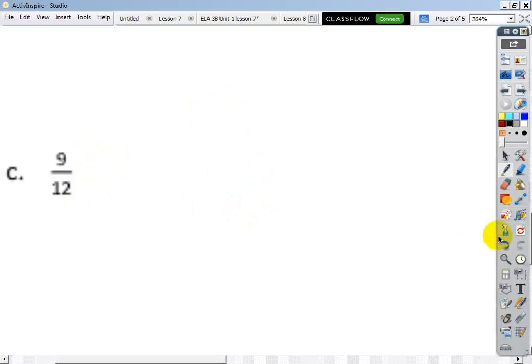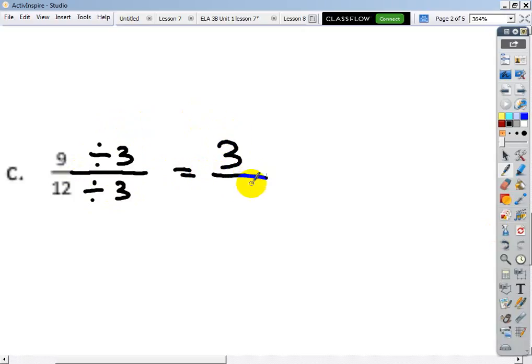Okay, so 9 divided by 3 and 12 divided by 3, we got to attach that with a line, is going to give us 9 divided by 3. What times 3 is 9? 3. And what times 3 is 12? 4. 3/4. We found the biggest one that will go into it. All right.